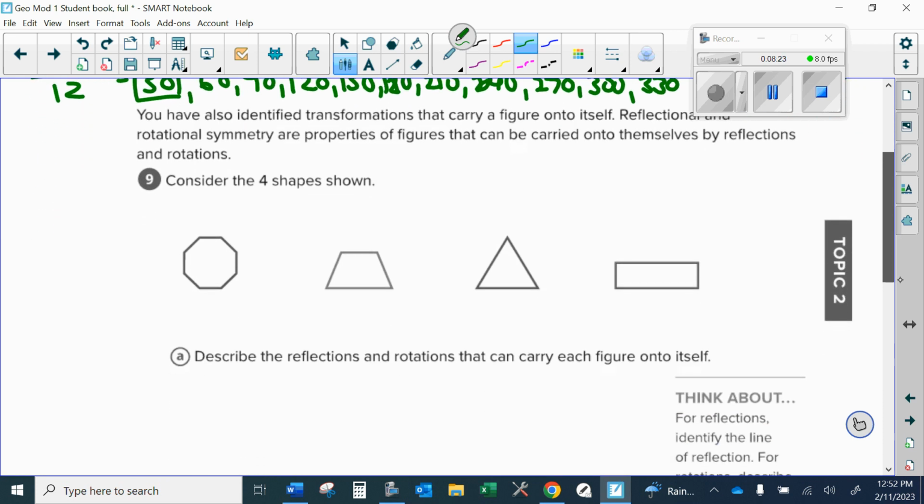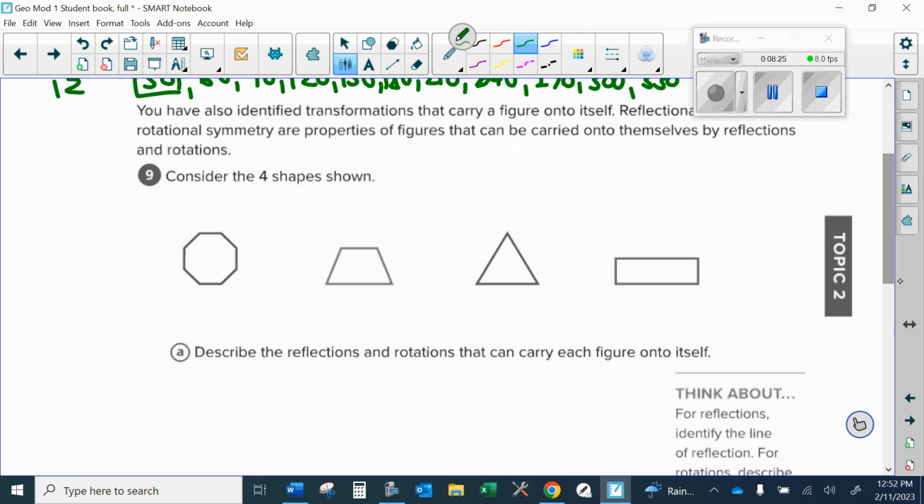Consider these shapes right here. That's a regular octagon, REG for that, and octagon 8 sides. So it's got 8 lines of symmetry, and then for rotational symmetry, 360 divided by 8, which is 45. So every 45 degrees, it rotates onto itself. This one is not regular, so I actually have to find it. There's only that one line of symmetry right there. There is no rotational symmetry at all. I can't rotate any amount of degrees and have it come back right onto itself.